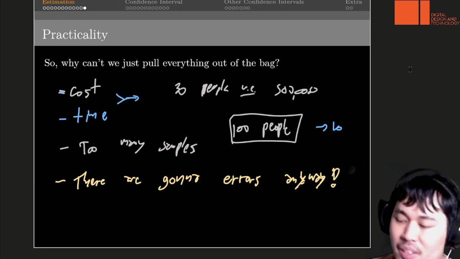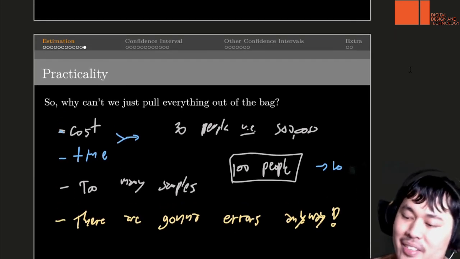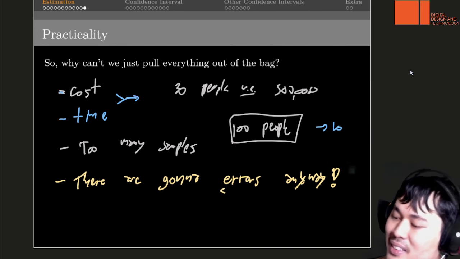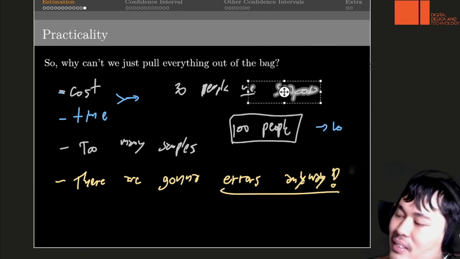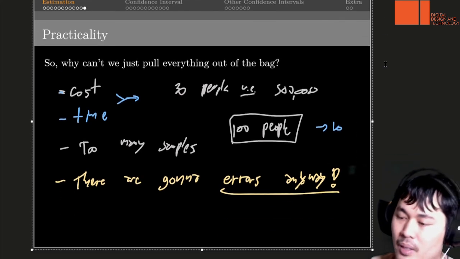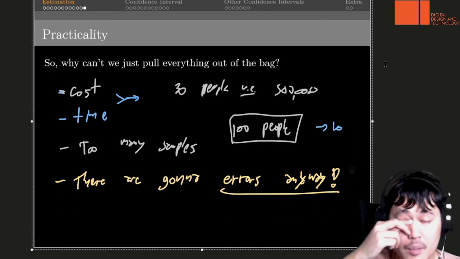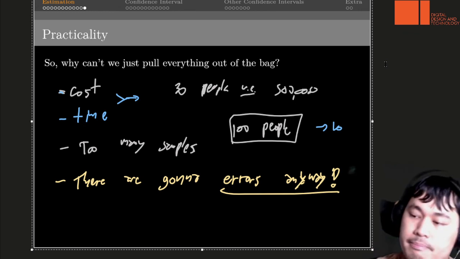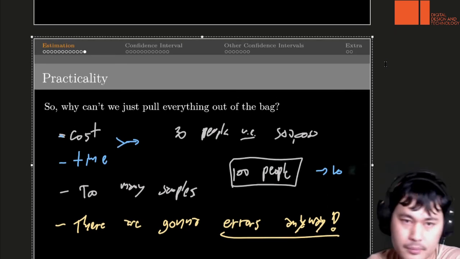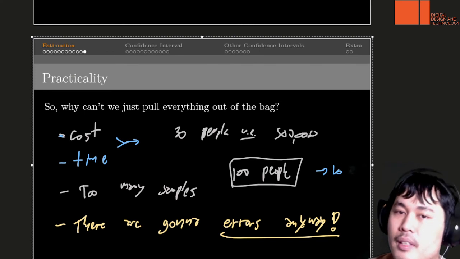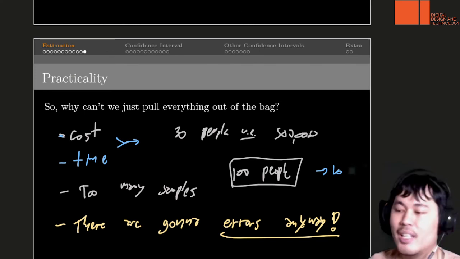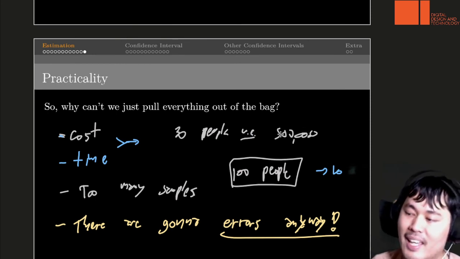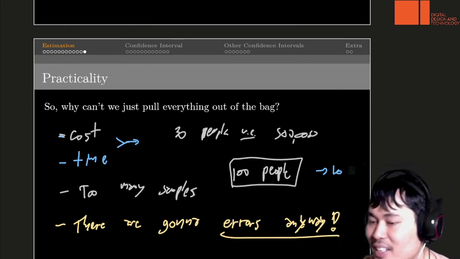So we get different numbers anyway. And if there are going to be errors anyway, then why bother making a complete count, or asking the total population to give you the information? And so that's the concept and the reason why we have to estimate things anyway. And in the next section, we will see how we can actually do that. Now, we're going to use some maths.